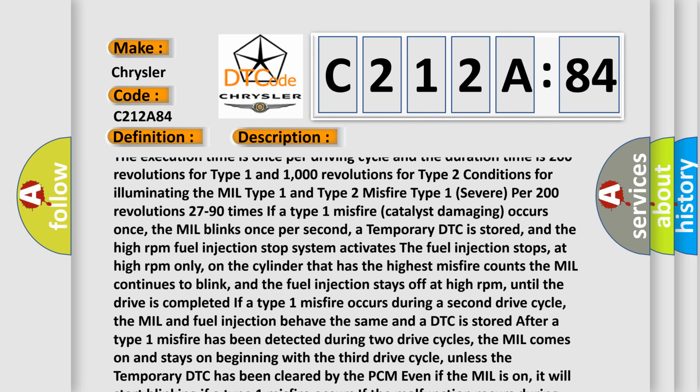If a Type 1 misfire occurs during a second drive cycle, the MIL and fuel injection behave the same and a DTC is stored. After a Type 1 misfire has been detected during 2 drive cycles, the MIL comes on and stays on beginning with the third drive cycle, unless the temporary DTC has been cleared by the PCM. If the MIL is on, it will start blinking. If the malfunction recurs during the next second drive cycle, the MIL comes on and the DTC and the freeze frame data are stored.